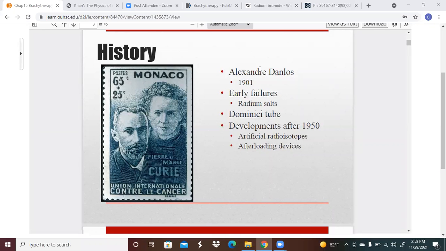Now, if you take a look here at Alexandra Danlaus, in 1901, he was actually using different types of radium salts in order to treat lupus. He was a physician that was experimenting with the use of brachytherapy and what it could do against diseases in the human body. And a lot of that was done using radium salts.